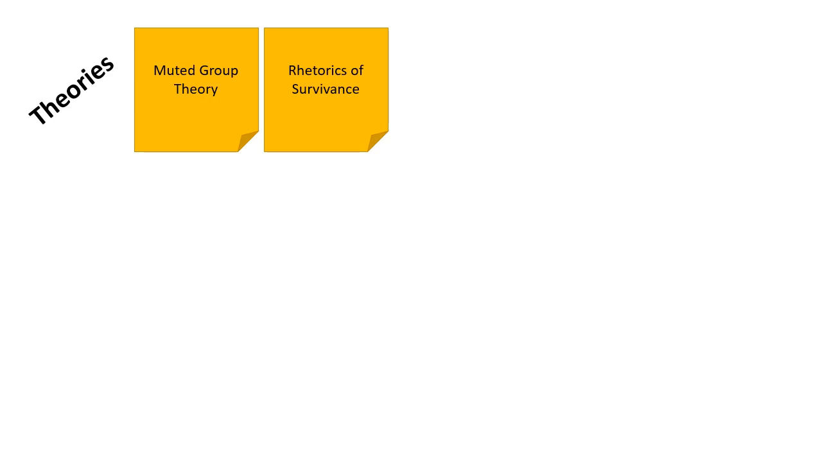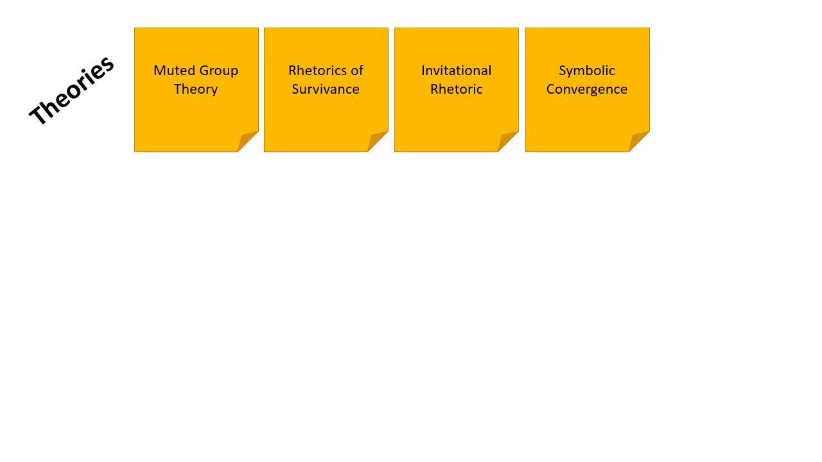And start just creating a list of those different theories that you might do a project on. So here are some different theories that I just identified quickly. Things like muted group theory, rhetorics of survivance, which will be in our unit on non-Western rhetorics, invitational rhetoric, symbolic convergence, and ideographs. So just thinking about a number of different specific rhetorical theories that you might focus on in your project.